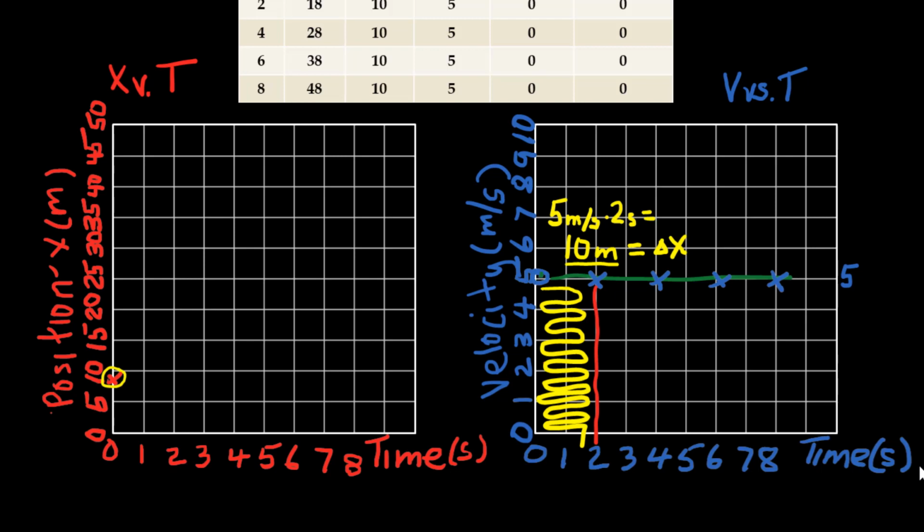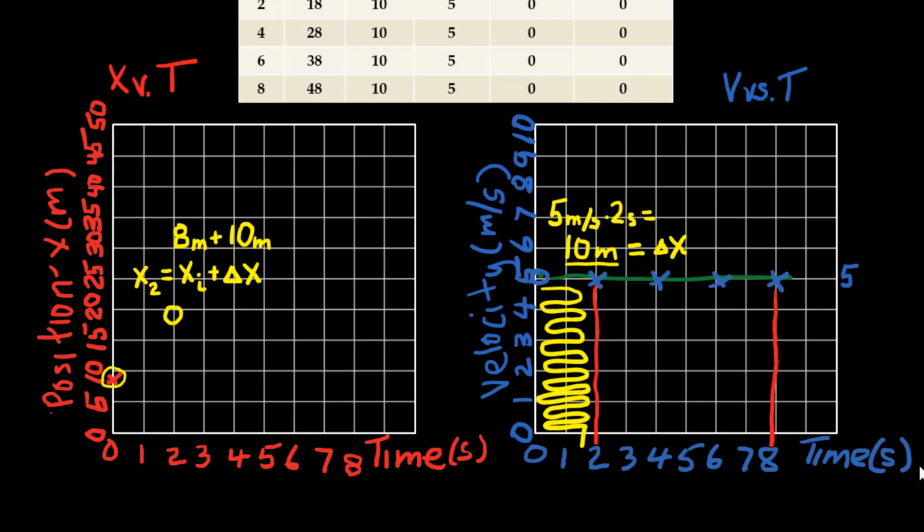Now, fortunately, we have a starting position of 8 meters. Our final position at 2 seconds will be our initial position plus our displacement. So 8 meters, our initial position, plus 10 meters, our displacement, tells us that we're at a position of 18 meters at 2 seconds.